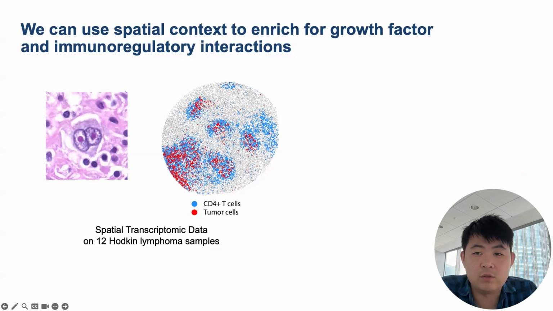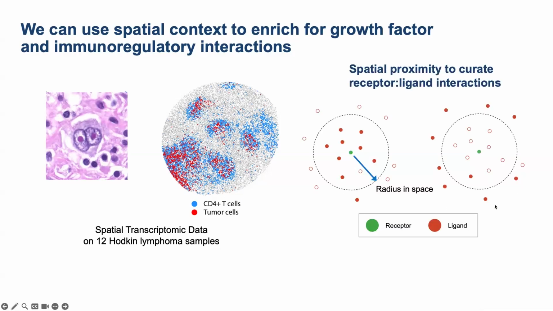So how did we do that? It's actually pretty simple. Let's say a receptor, this green dot, is expressed by a tumor cell and ligands are expressed by nearby cells. Their spatial proximity could imply a potential interaction. Conversely, even if ligands and receptors are highly expressed, but they're not locally co-localized, it's less meaningful. And so then we can try to enrich for interactions which are active.